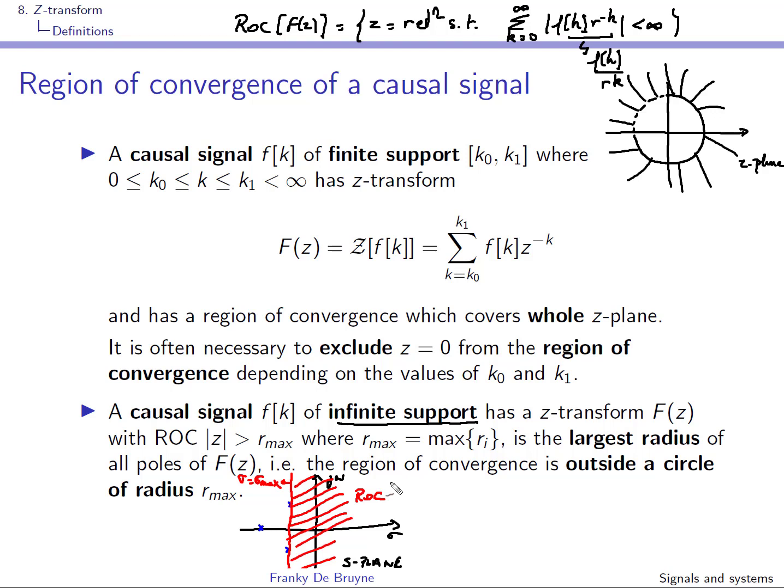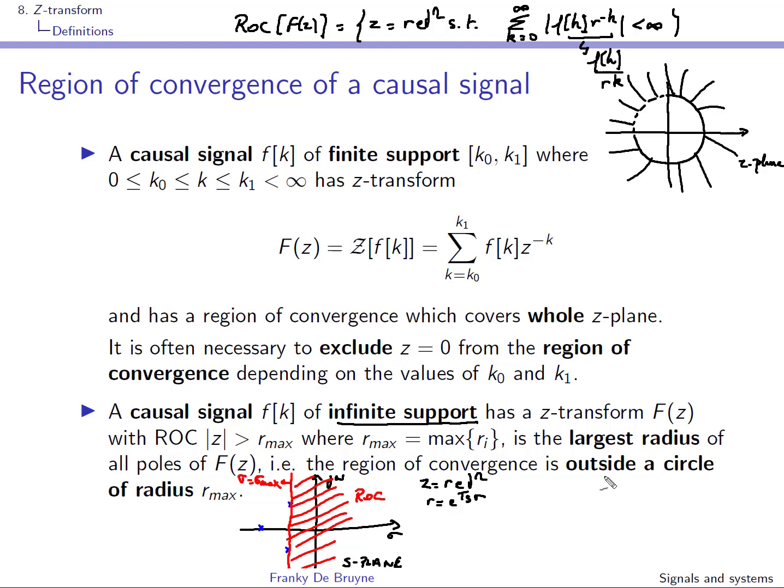Now remember that z is equal to r e to the j omega, and that r is e to the Ts sigma. So this vertical line that corresponds to sigma equal to sigma max will be transformed into an r max, a fixed radius. So a vertical line in the S-plane will become a circle in the Z-plane.